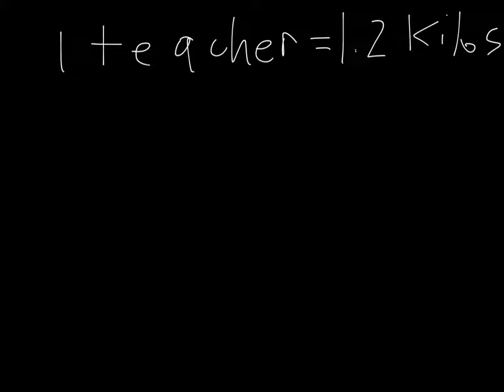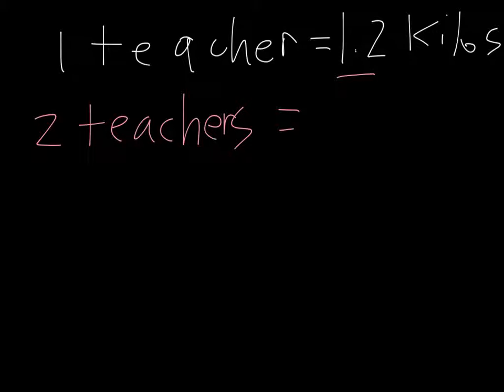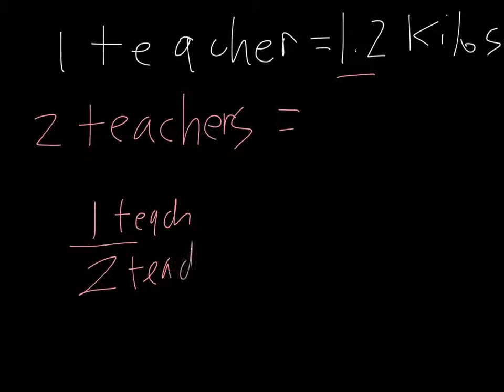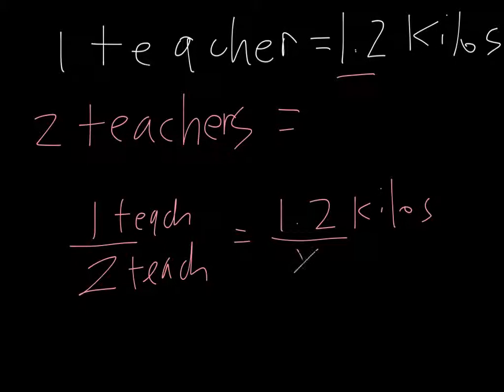Okay, let's say that now we're measuring how much teachers eat. One teacher eats 1.2 kilos of food per day. That would be a lot of food, but I'm just giving you an example. Now I have one teacher and they eat 1.2 kilos. What if I have 2 teachers? Well, if I write that as a proportion, one teacher over 2 teachers is equal to 1.2 kilos over how many kilos? That's going to be my unknown variable, or my x.